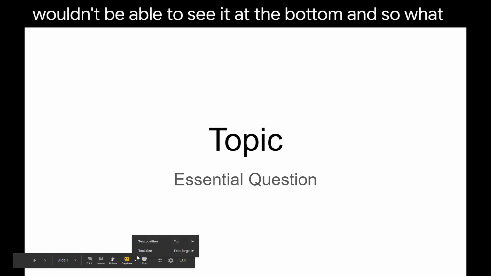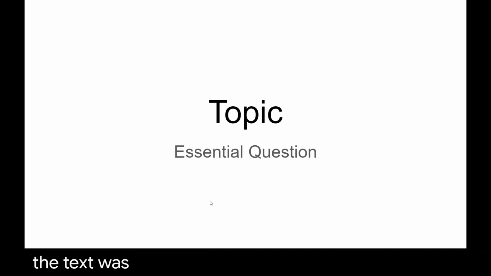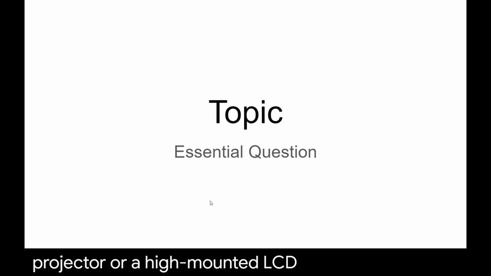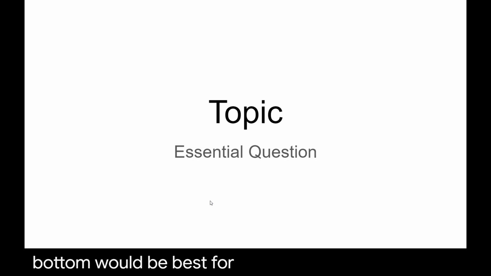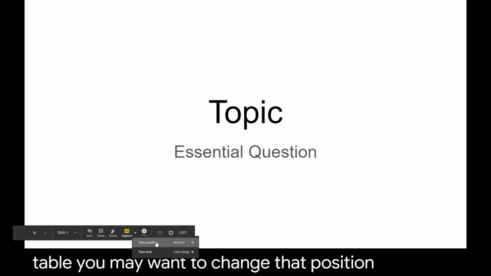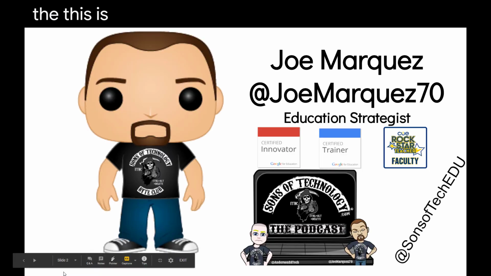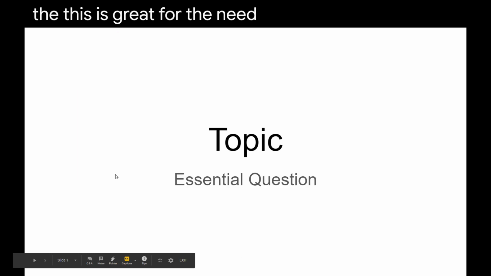And so what it used to have is the text position at the bottom. And so the text was down at the bottom. If you have a high projector or a high mounted LCD screen, maybe the bottom would be best for you. But if you have a non-mounted projector that's just being projected from a table, you may want to change that positioning up to the top right there just for you. Now, right now I have the captioning set at extra large. This is great for the need of being able to visualize this on a smaller screen.